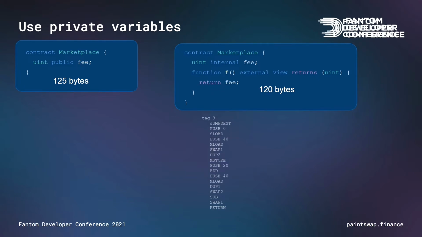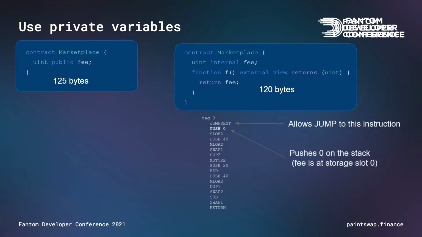So these are the opcodes for the function. I won't go through everything, but I'll go through some of the more important instructions. So the jump destination means that somewhere else in the code can jump to this instruction. Push 0 is pushing the number 0 onto the top of the stack, and the 0 in this case indicates storage slot 0, which is where our fee variable is located. And sload means get the value at the top of the stack, which is 0, go to that storage slot, and obtain the contents of that slot and push it onto the top of the stack.